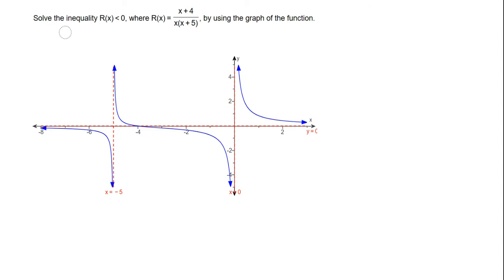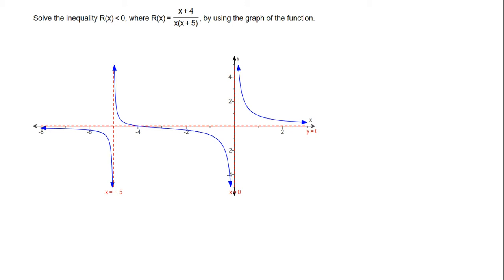This question says solve the inequality r of x is less than 0, where r of x is equal to (x plus 4) over x times (x plus 5), by using the graph of the function. So we're going to solve the inequality r of x is less than 0 using this picture.